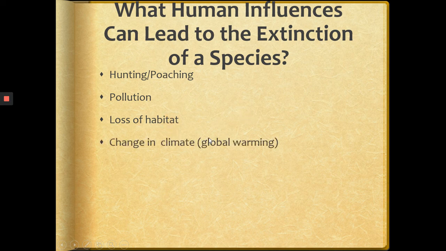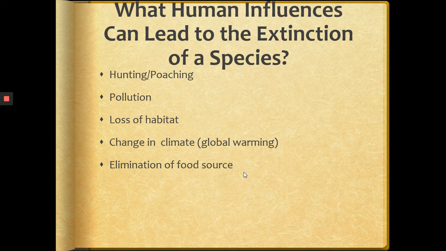Hey, changing climate. I talked about this with the pika. Increases in temperature can cause all kinds of problems. Can cause algae blooms. We see this with the red tides on the West Coast. So change in temperature can lead to the disappearance of a species. The elimination of a food source.